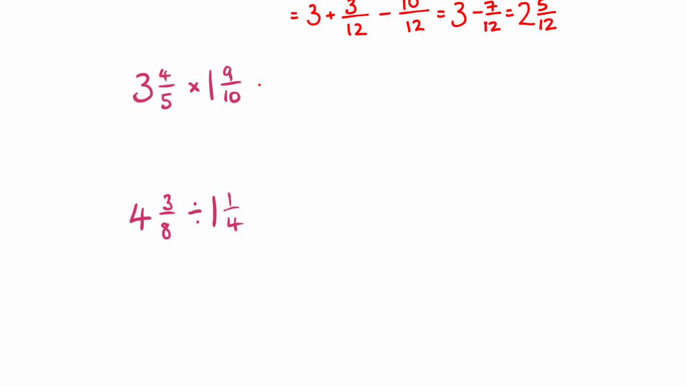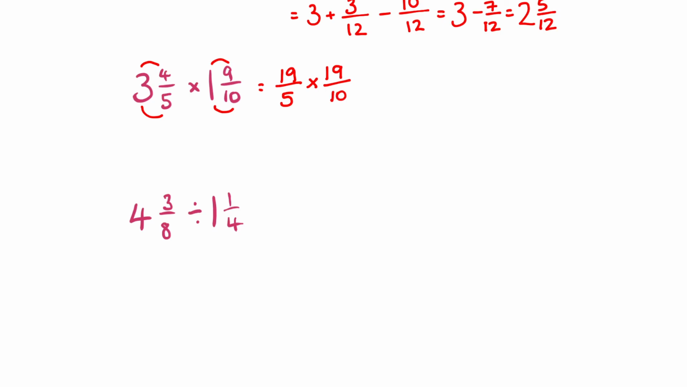So, remember how we do that? It's times and add, times and add. So 5 times 3 is 15, add 4 is 19. And we're multiplying that by 1 and 9/10. So 10 times 1 is 10, add 1 is 19. Sorry, add 9 is 19.